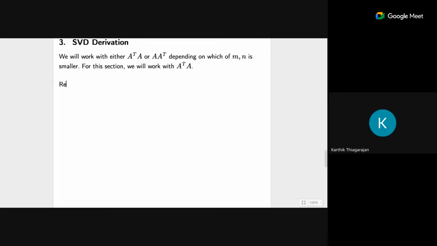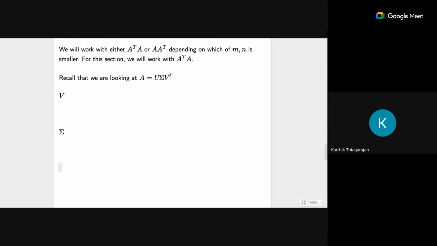Recall that we are looking at A equal to U sigma V transpose. This is what we want to derive. There are three things that we have to find out: one is U, another is sigma, another is V transpose. So we'll start with V, and then we will see that sigma emerges, U also emerges in the process.